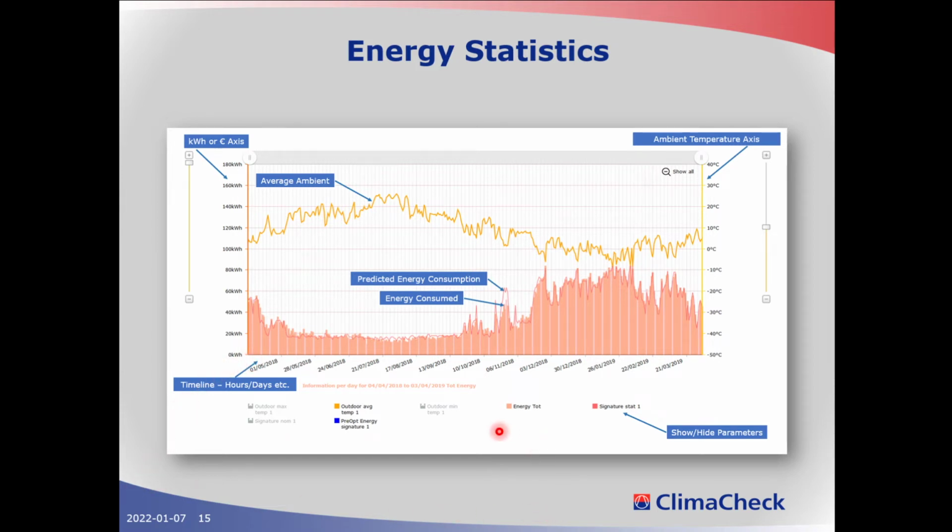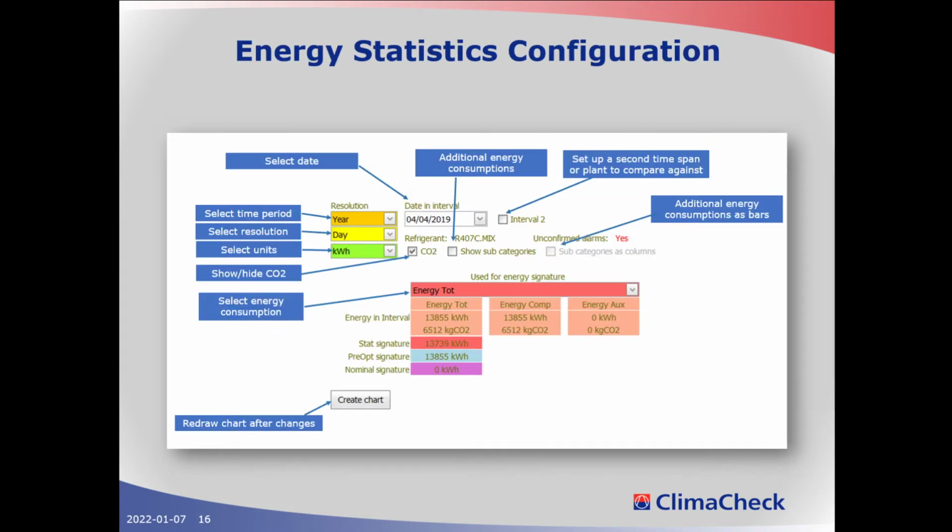And the same way as in the graphs, by clicking below here, you can hide or show the data that is displayed, so the outdoor temperature, the actual energy, this signature that we'll come back to. So you can just click on that and hide and show what you want to look at in that graph. Of course, you can also then select which period you want to look at. And that looks like this.